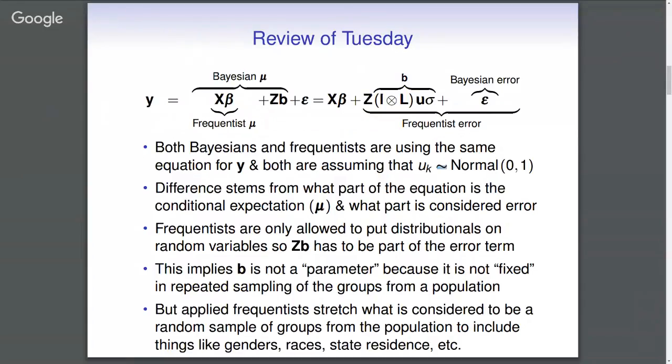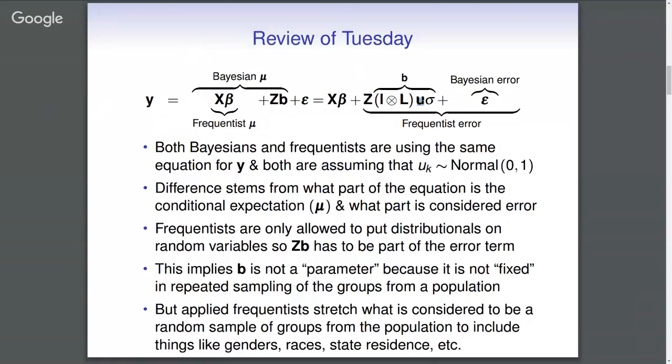So we got through all that. And so this way of cutting things up from a frequentist perspective, beta is a parameter. Some other things are parameters, but B is not a parameter. And U is not a parameter. Because in order to be a parameter from the frequentist perspective, and consequently only parameters are estimated. So if B is not a parameter, it's not estimated, and that's because it's not fixed in repeated sampling.